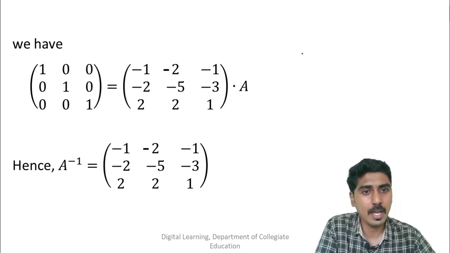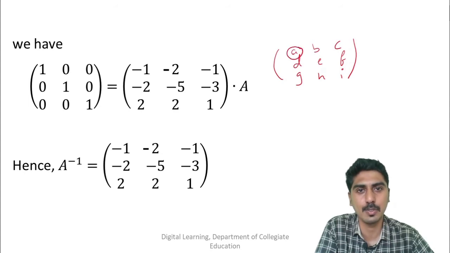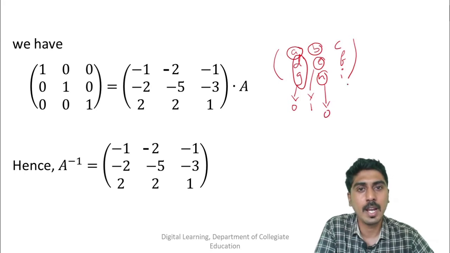To summarize, if you have a matrix A B C D E F G H I, first you try to make this element 1, and later you should make these two elements 0, and next you can make this element 1 followed by making these two elements 0, and finally you can make this element 1 followed by making these two elements 0.